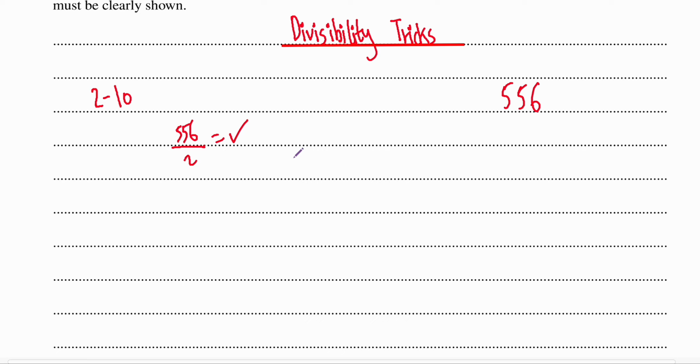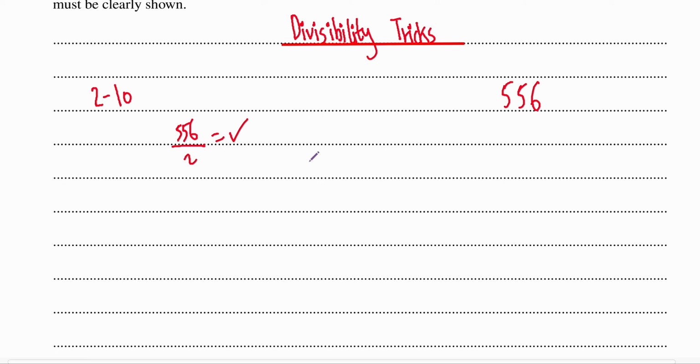So we already know some of this, right? This is something we're already used to. So we know for 2, it just needs to be an even number and you're good to go from there. Now how would you do it for 3?